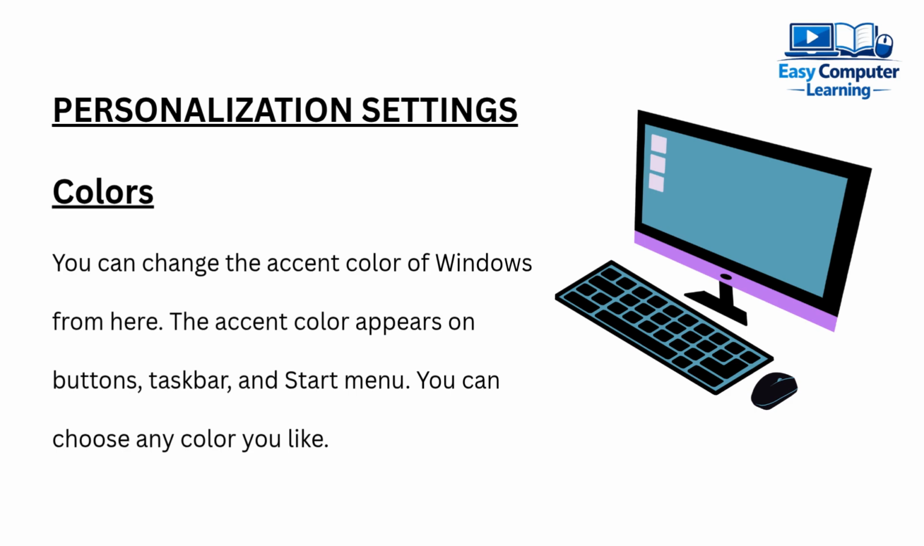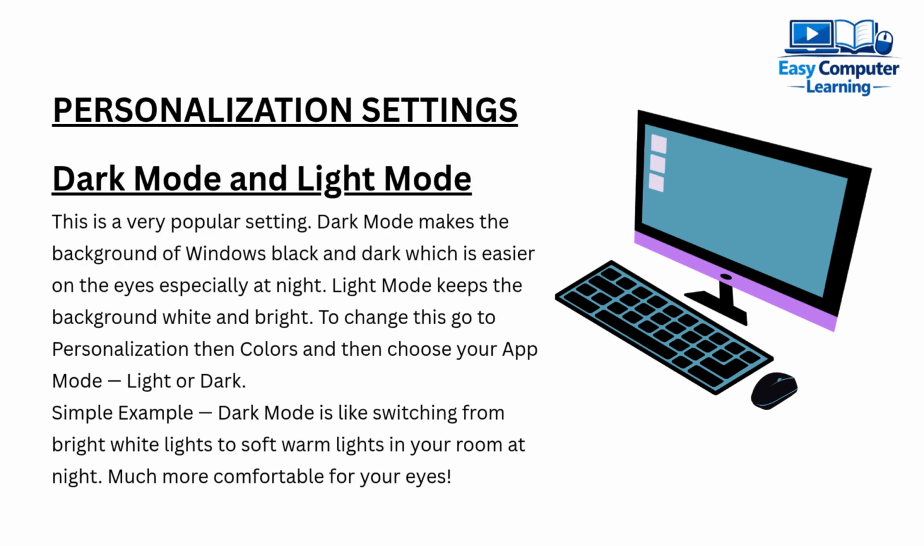Colors. You can change the accent color of Windows from here. The accent color appears on buttons, taskbar, and start menu. You can choose any color you like. Dark mode and light mode. This is a very popular setting. Dark mode makes the background of Windows black and dark, which is easier on the eyes, especially at night. Light mode keeps the background white and bright. To change this, go to Personalization, then Colors, and then choose your app mode, light or dark. Simple example. Dark mode is like switching from bright white lights to soft warm lights in your room at night.